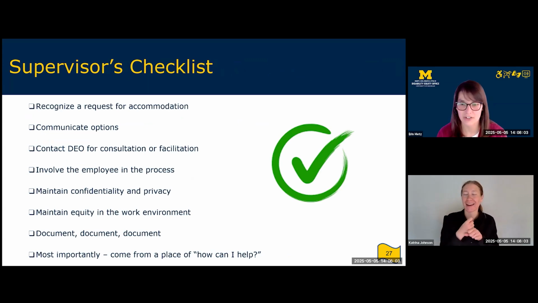Recognize a request for accommodation. Communicate options available for that accommodation. Contact the Disability Equity Office when there are questions. Make sure you're involving the employee in the process. Ask what you can do to support them and eliminate barriers. Ensure you're maintaining confidentiality and equity, and document all of the things that you said and did and what the responses were. But most importantly, come from a place of how can I help? Let the employee know that you're there to support them as best you can.